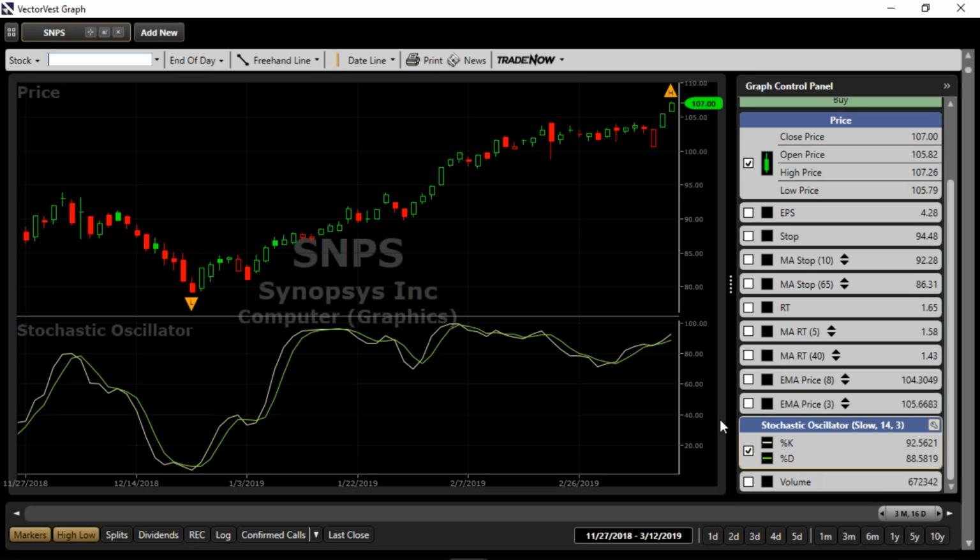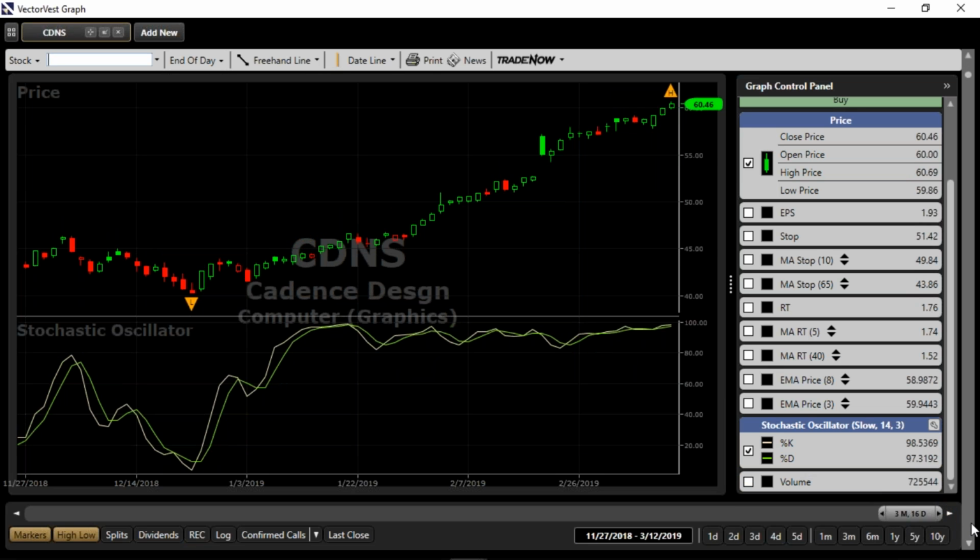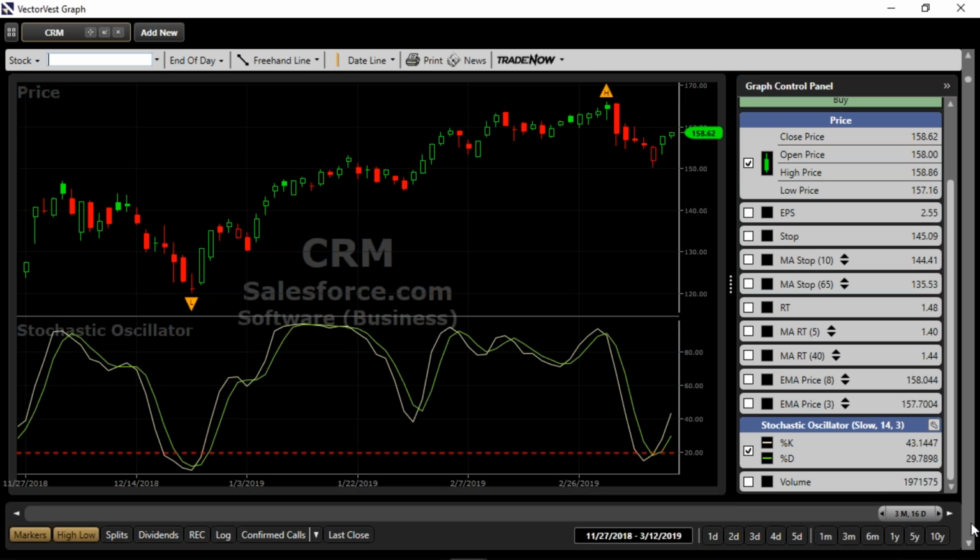Is the stochastic oscillator today crossing from below 20 to above 20? No, it's not. How about CDNS? No. Oh, okay. Well, we got one, I think. Salesforce, CRM. Did it first cross from below 20 to above 20 today? No, it actually first crossed yesterday. Okay, right? First cross from below 20 to above 20 yesterday, and it remains above 20 today.